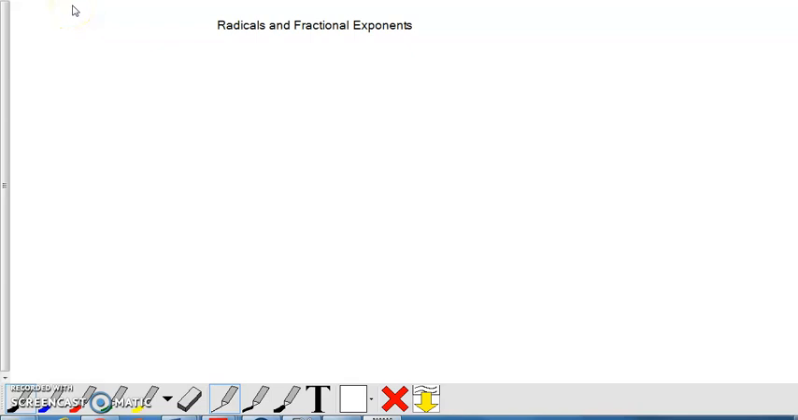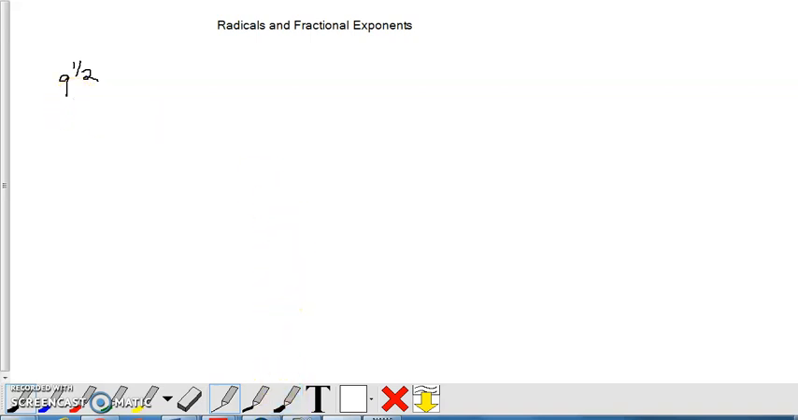Okay, so what we're going to talk about is radicals and fractional exponents. So we have to know our laws of exponents, okay? But my question today is, what happens if we have a fractional exponent? What happens if I ask you what 9 to the power of 1/2 is?